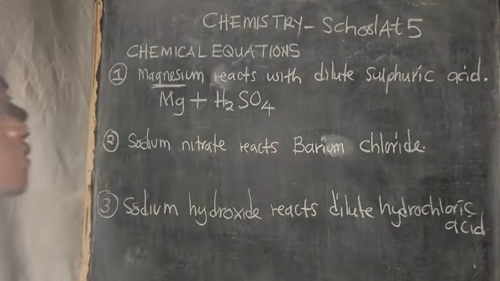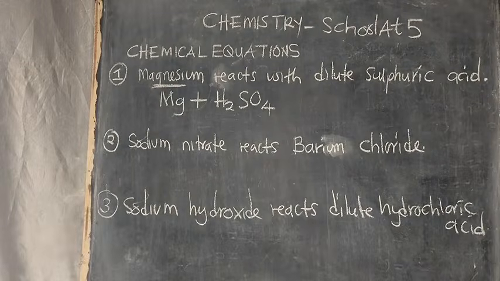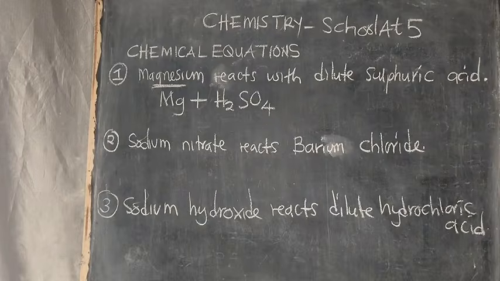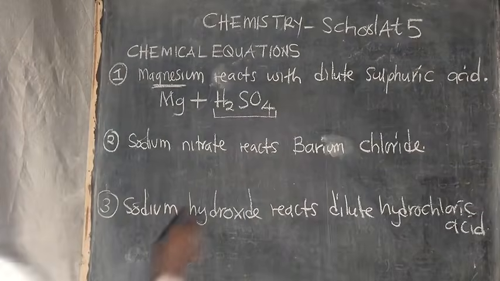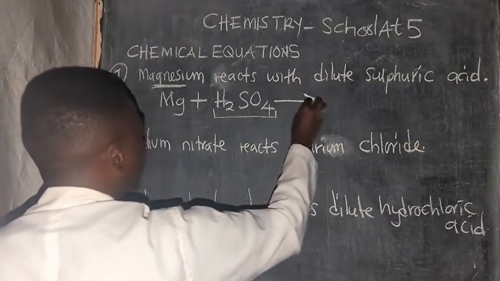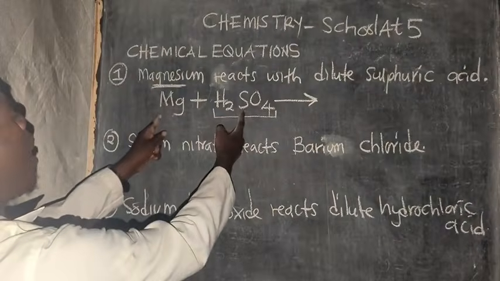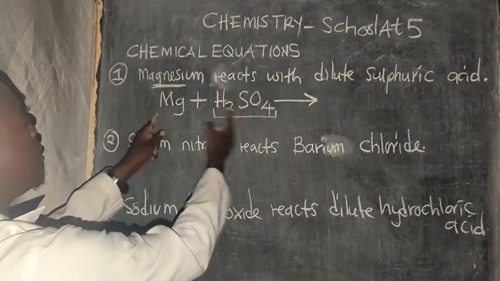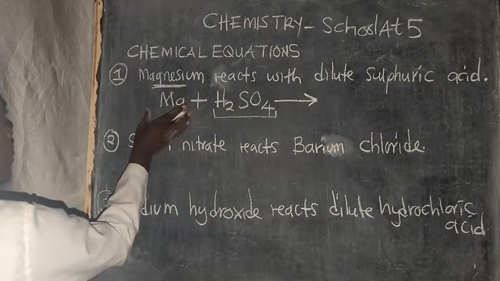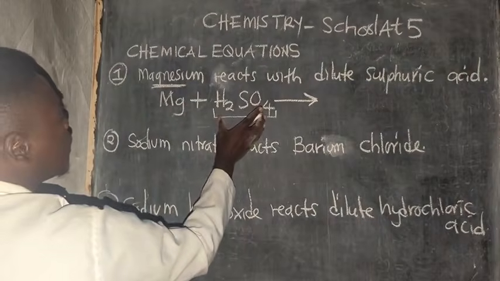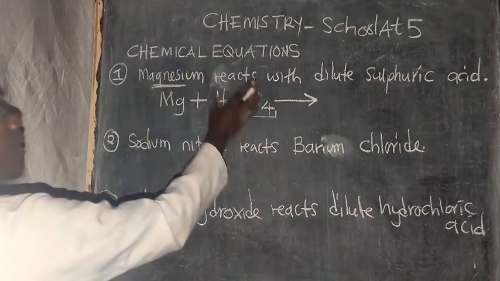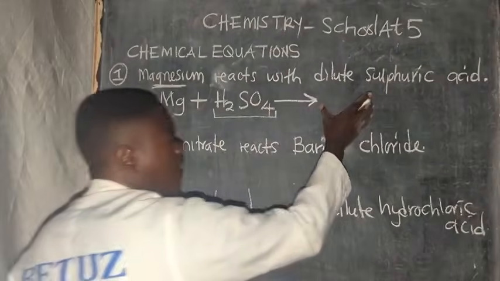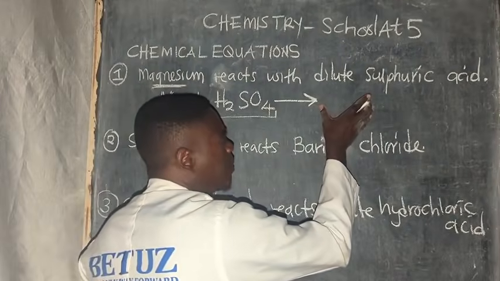Some compounds you just need to know. If you never knew sulfuric acid, this is how we write sulfuric acid. So this is sulfuric acid, giving us what products? These two are called reactants: magnesium metal and dilute sulfuric acid. What are the products on this side? What are we going to produce?